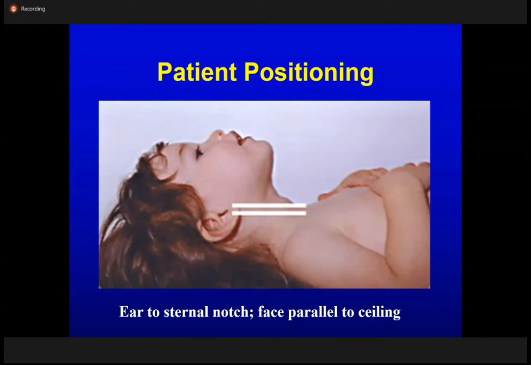And this is a good slide because remember, sometimes you wonder where to put the towel roll, under the shoulder, under the head, here, there. So the key thing is if you align the ear to the sternal notch, as long as you get that right, that is the position that you want for bag valve mask ventilation, intubation, for any modality.